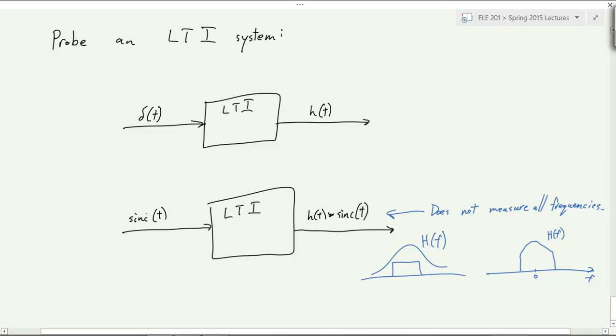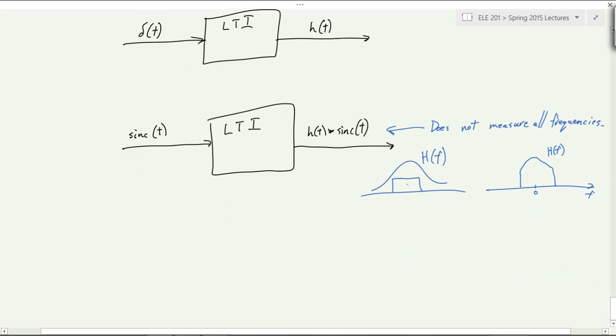Maybe if you condense sinc of t to a very short time duration, then it looks kind of like a delta function. And you said, well, I'm at least going to learn low frequencies of my system up to some very high frequency. Maybe that's good enough for you. But in general, you would need to probe with some input that has non-zero Fourier transform for all frequencies.